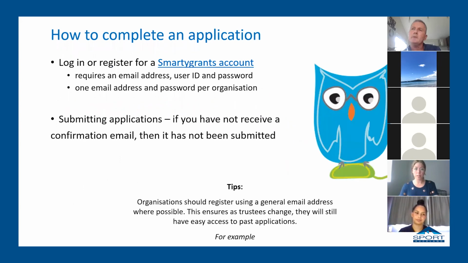So how to complete an application. We have a SmartyGrants program. The link is there as well. You need a password, ID, and an email address. Try to make this email address as generic as possible, for example, admin@organisation.co.nz, just in case, you know, people come and go. You might have a new person applying for grants, so it just makes it a lot easier as well.